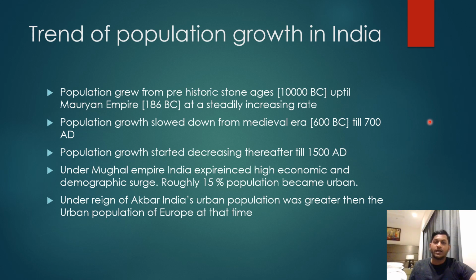Again, under the Mughal era, the Mughal Empire in India experienced a high economic and demographic surge. Why? You can again correlate. When the Mughal Empire came, area consolidation happened, law and order improved, and a large number of cities sprang up. I have given one interesting fact: under the reign of Akbar, India's urban population was greater than the urban population of Europe at that time. So you can imagine how much the number of cities rose then.